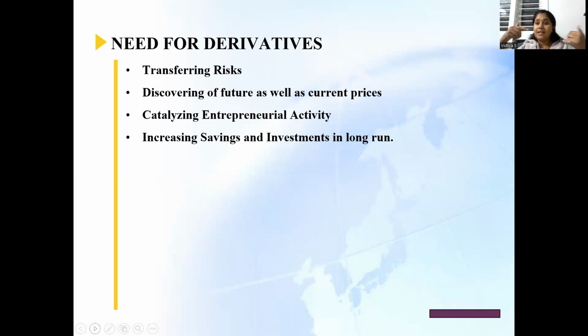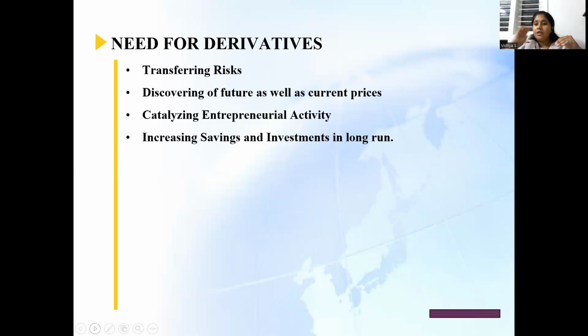So in the rainy season as well as the winter season, you will use pullovers. So your entrepreneurial activities can also be catalyzed, increasing savings and investment in the long run. Now, what will happen? I know due to some economic or political changes, there might come a decrease in any activity. So what you're doing is for the long term, you're making the best investment.